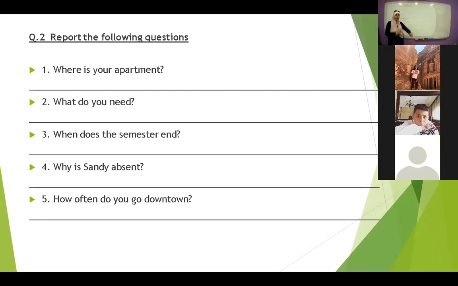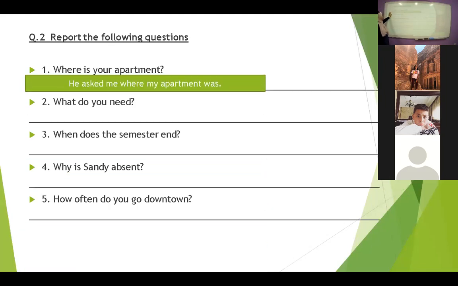How can you report this? He asked me where my apartment was. Amazing. He asked me where my apartment was. Was, we put it at the end of the sentence. And we go one step back to the past and we keep the WH word. Where, where, where. You don't add "if". We add "if" only with yes/no questions.